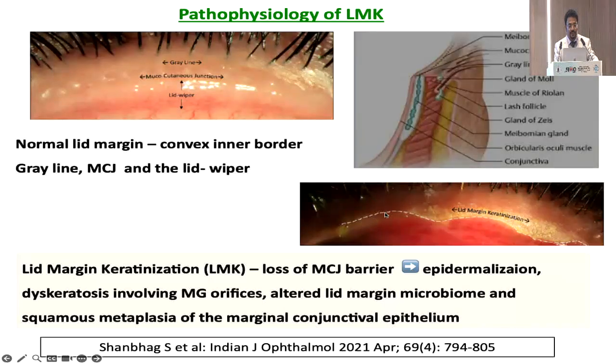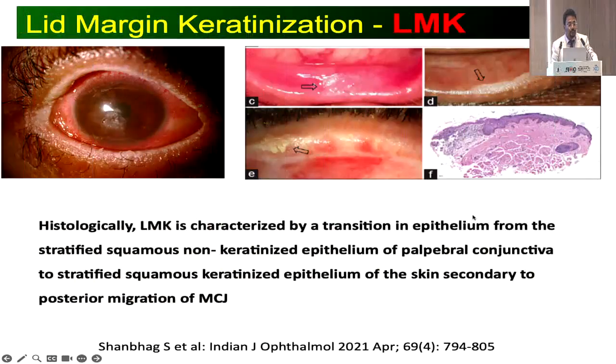Here, because this mucocutaneous junction barrier is lost, epidermalization has happened in this tarsal conjunctiva. The commonest cause of lid margin keratinization is chronic SJS. In these cases, histologically, lid margin keratinization is because of transition of the epithelium from the stratified squamous non-keratinized epithelium of the tarsal palpebral conjunctiva to the stratified squamous keratinized epithelium. This is a patient who had brachytherapy locally, and here this non-keratinized epithelium got transitioned into this keratinized epithelium, and that is the lid margin keratinization.